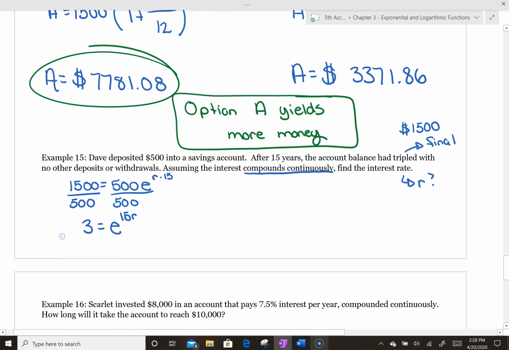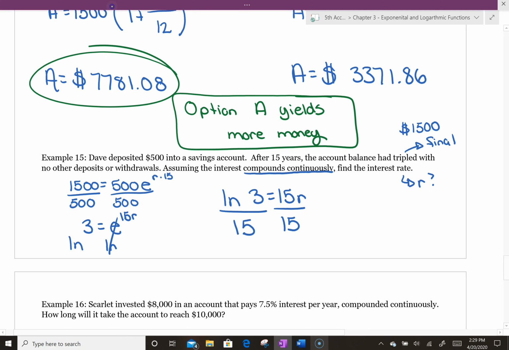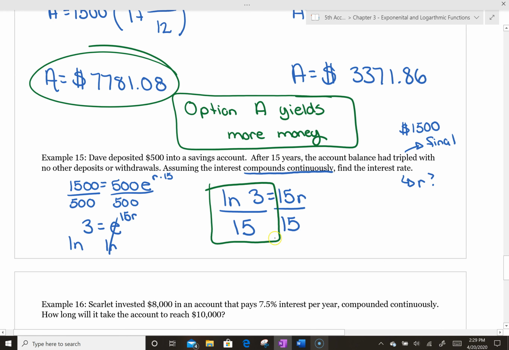So we are going to natural log both sides. So we have natural log of 3. These cancel, so 15R. And then divide by 15. So type this in the calculator. You get R equals 0.0732. So 7.32% would be our rate in this scenario.